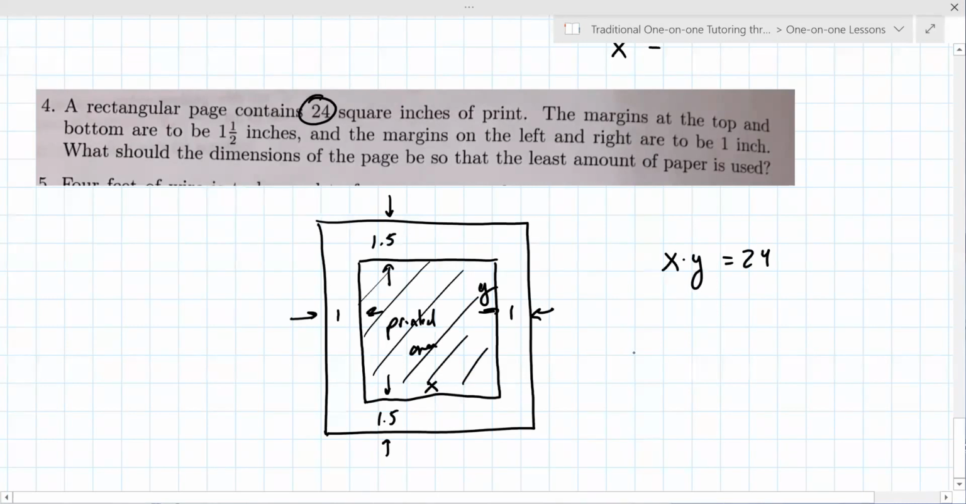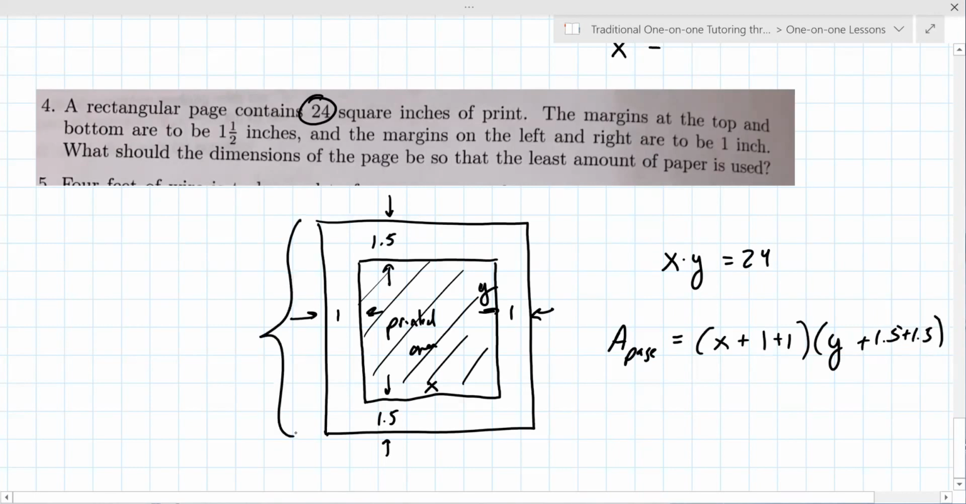So the area of the whole page is this X right here plus the left margin plus the right margin. So it's X plus 1 times Y plus 1.5 plus 1.5. On the outside here is Y plus 3. This one along the bottom here is X plus 2. Is that clear?